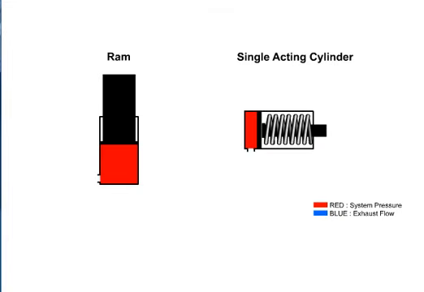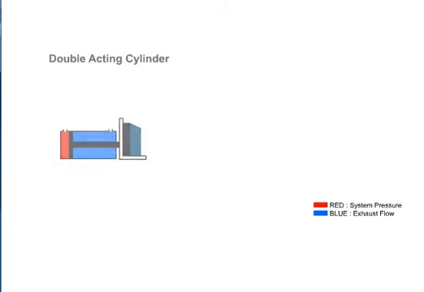A single acting cylinder is pressurized on one end only. The opposite end is vented to the tank or atmosphere. They are designed so that the load or a device such as an internal spring retracts them. The double-acting cylinder is the most common cylinder used in industrial hydraulics. We can apply pressure to either port, giving power in both directions.